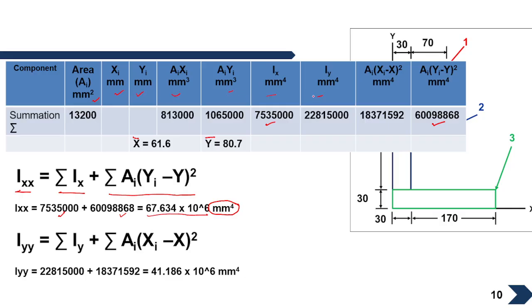Similarly, for I_yy we have sigma I_y, which is nothing but 22815000, and sigma A_i (x_i minus x bar) whole square, which is nothing but 18371592. Once you add these, you will get this value. Again I emphasize, you should take care of the units and the calculation, and the rest of this sum is very easy. I hope you have understood this sum clearly.